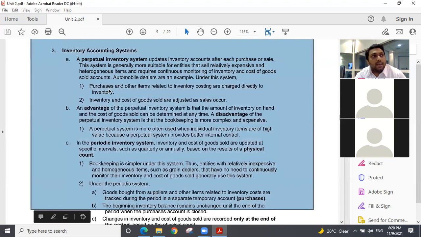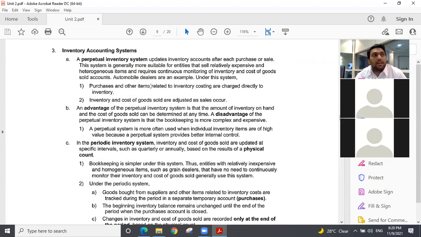So purchases and other items leading to inventory costing are charged directly to the inventory. Then inventory and cost of goods sold are adjusted as sales occur.